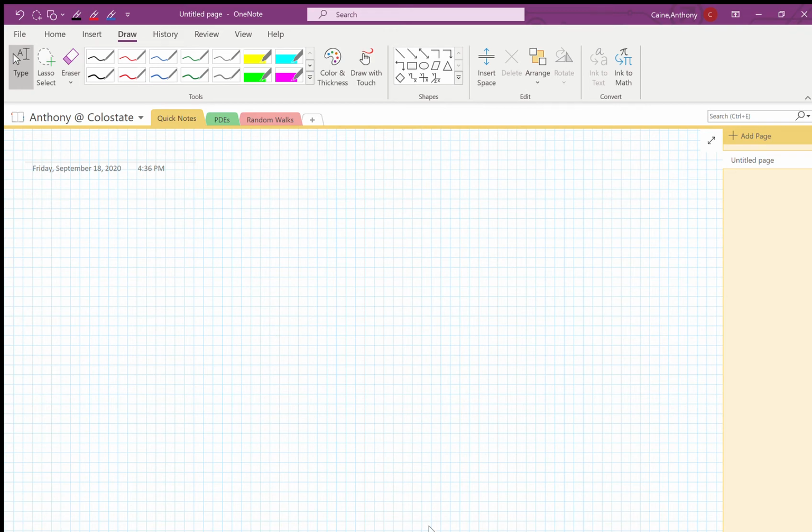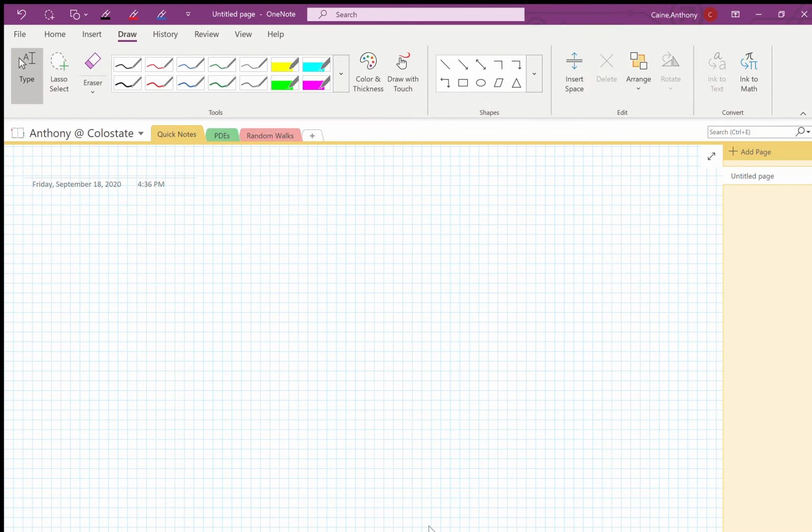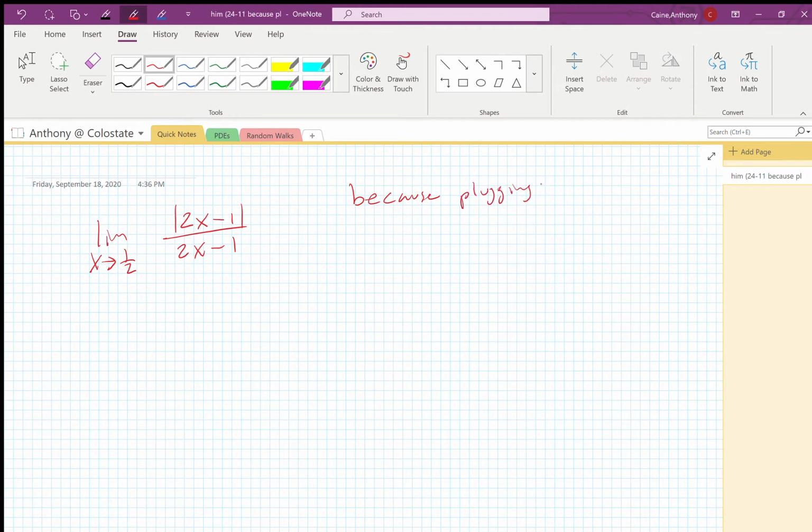Okay, let's talk about computing limits with an absolute value now. So suppose I want the limit as x goes to 1/2 of the absolute value of 2x minus 1, over 2x minus 1. Well, first, because plugging in x equals 1/2 gives 0 over 0, this tells us we need to do algebra.